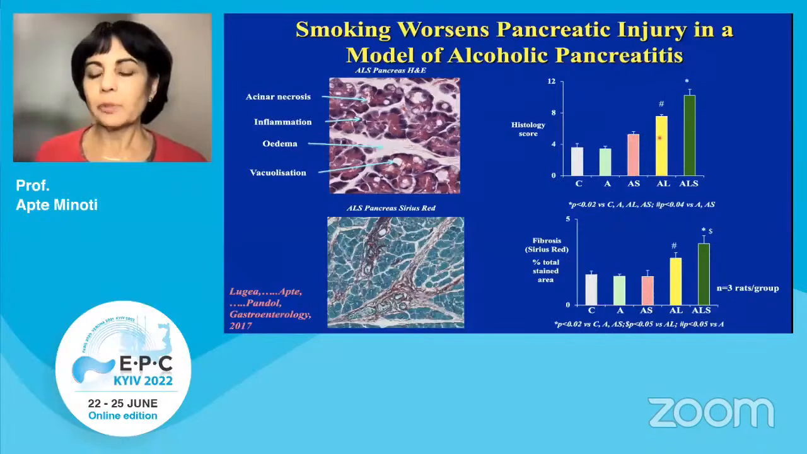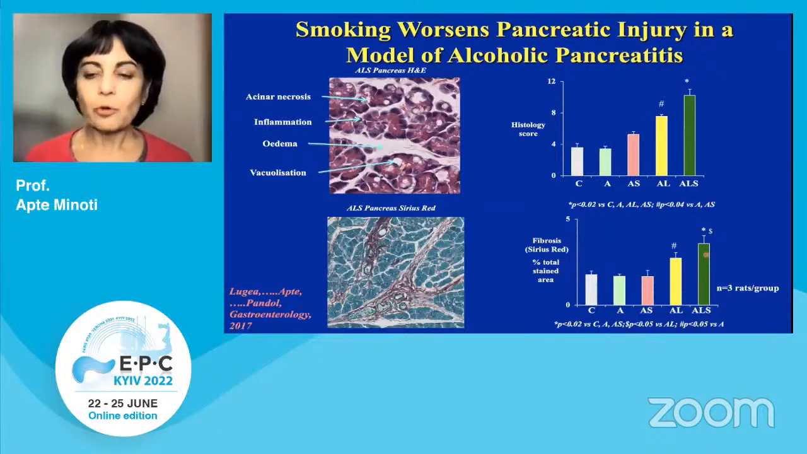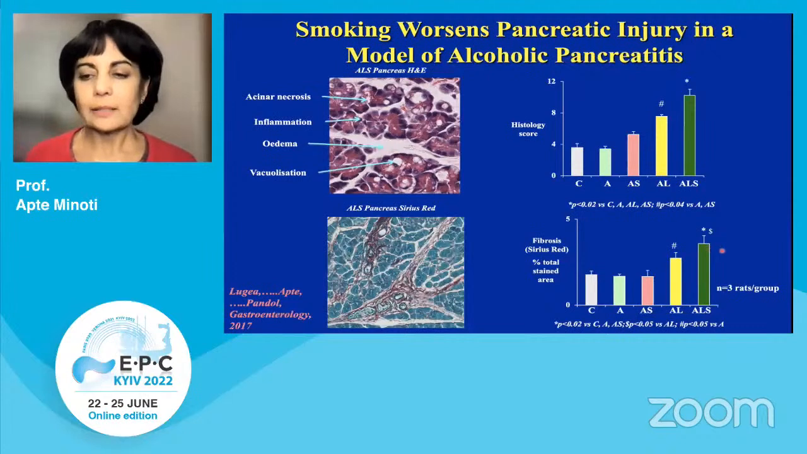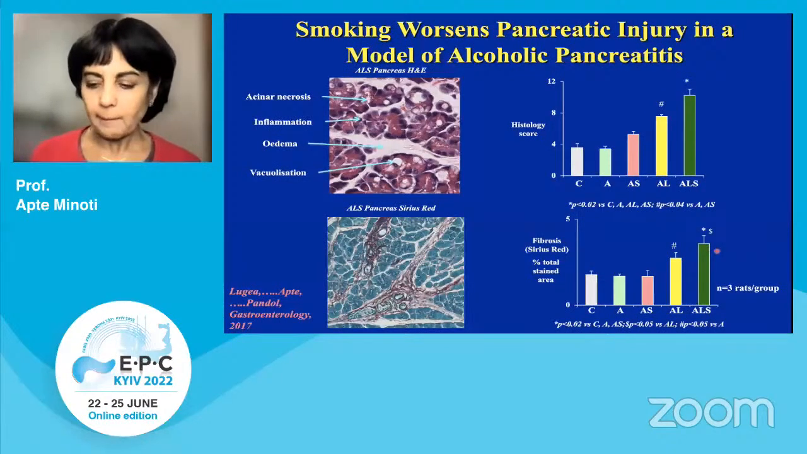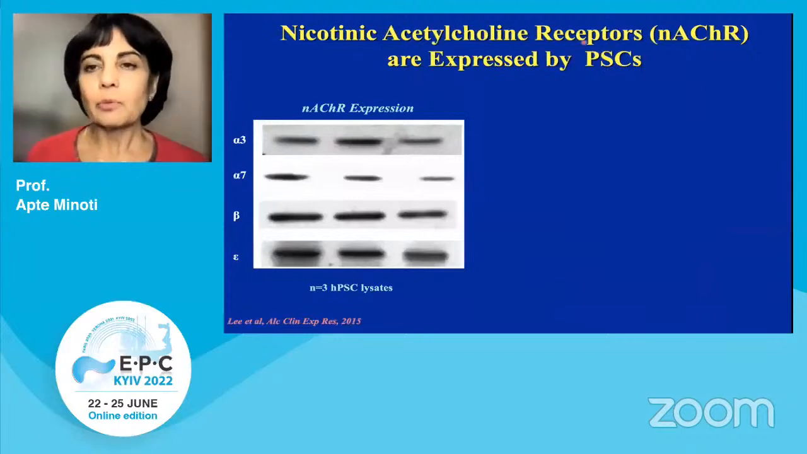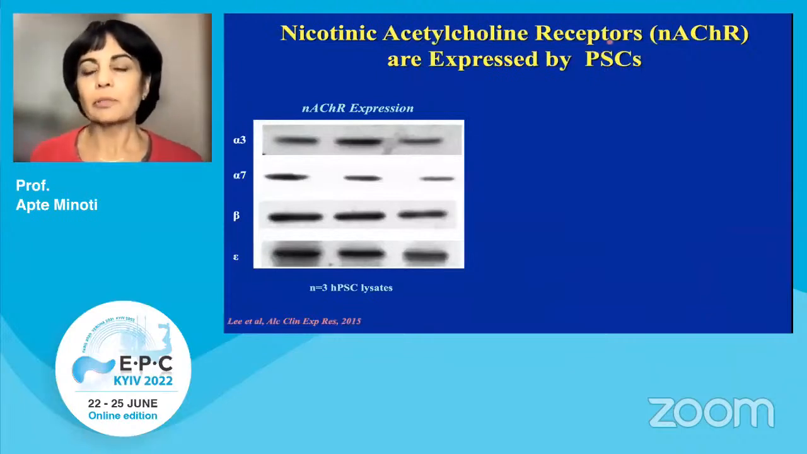But on top of that, if we expose these animals to smoke, you get significantly higher injury scores, as well as significantly higher fibrosis scores. The fact that there is more fibrosis after smoking indicates that the stellate cells must be responding to compounds in the smoke. And one of the ways that it might do that is via the nicotinic acetylcholine receptors, which recognize toxic compounds such as nicotine and NNK.